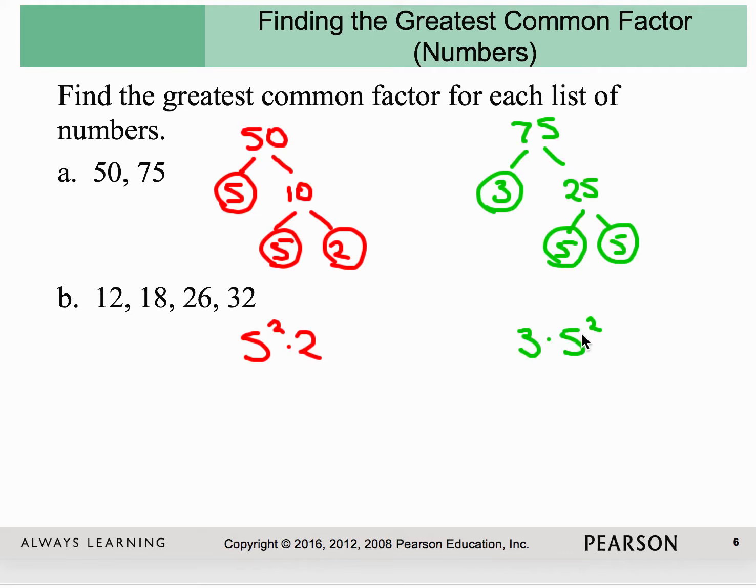Okay, so anything they have in common? Notice they both have a 5 squared. So I'm going to take that. There's nothing else in common, so this is their biggest common factor. Notice 5 is also a common factor, but the biggest one is 25.